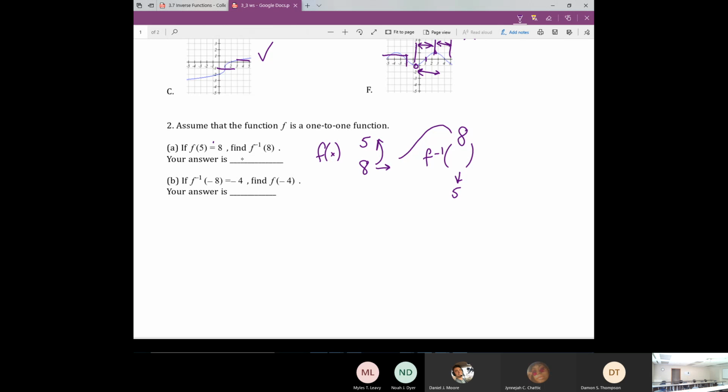f inverse of 8, I know will give me 5. It will go exact inverse. So my table will just be the matching pair reversed. Same thing with here. If I feed -8 into the inverse function and I get -4, well, I know that f of -4 will give me the -8. And again, this is all assuming that f is 1-to-1.